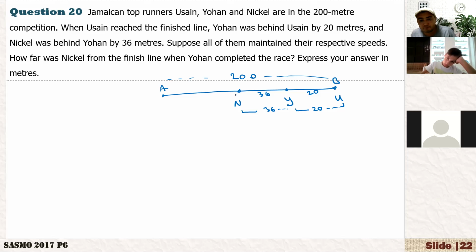Okay. Did you solve the question here? How far was Nikhil from the finish line when Johan completed the race? So the answer is, what I got is 40. Okay. So why is this so?